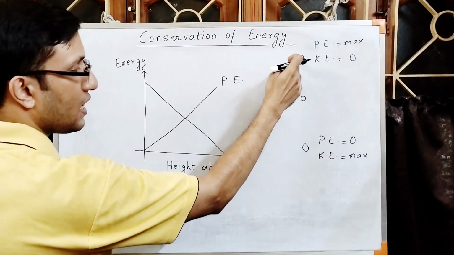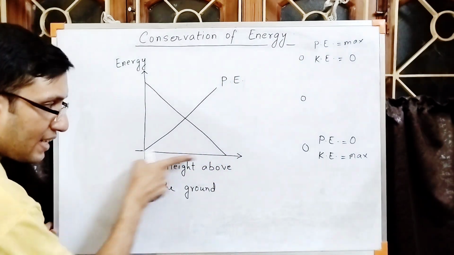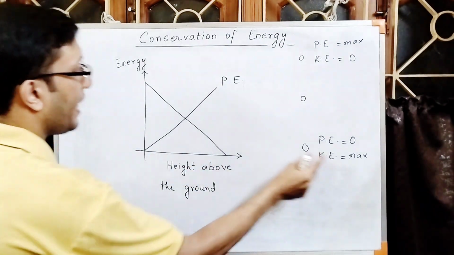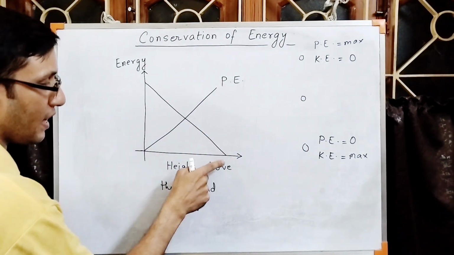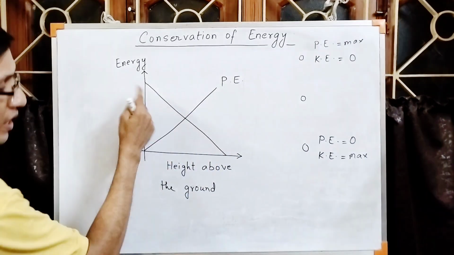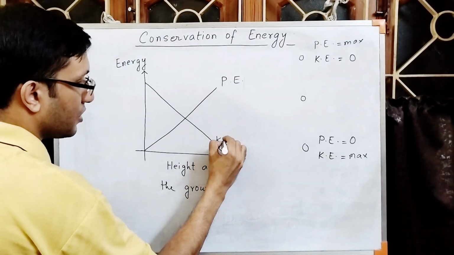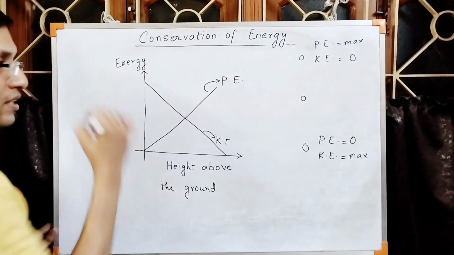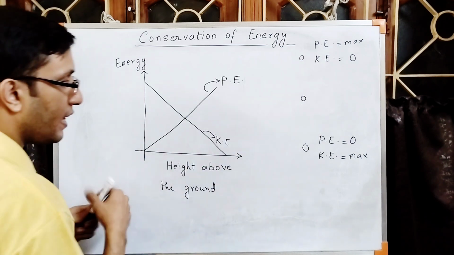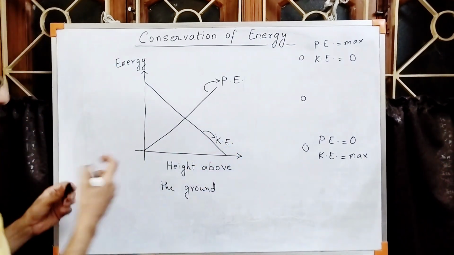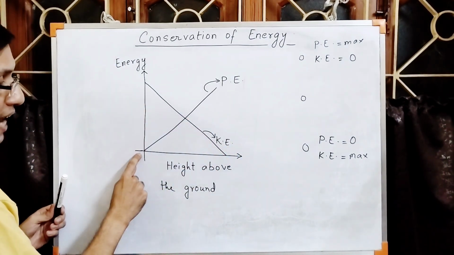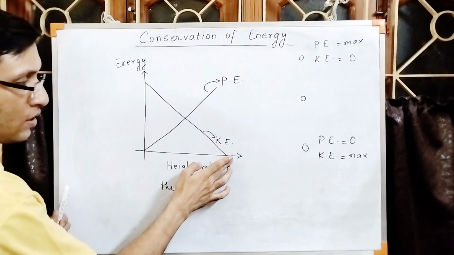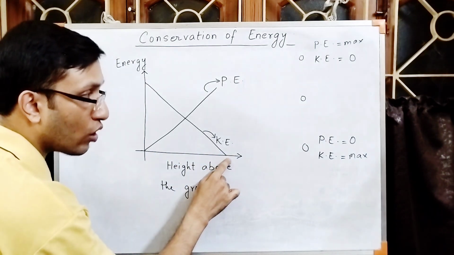So as we see that the height increases in this direction, it reduces in this direction. So as the height reduces, kinetic energy keeps on increasing. So this is the graph of kinetic energy. This one is for kinetic energy and this one is for potential energy, right? So as the height decreases, kinetic energy keeps on increasing, and at the maximum height, this one, kinetic energy falls to 0.